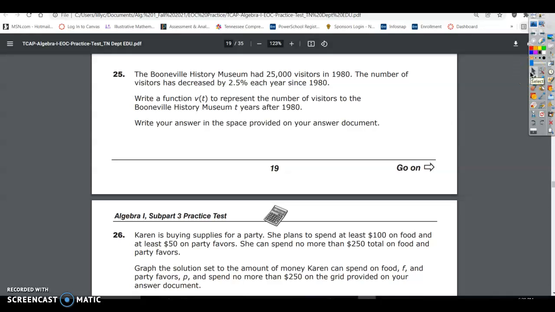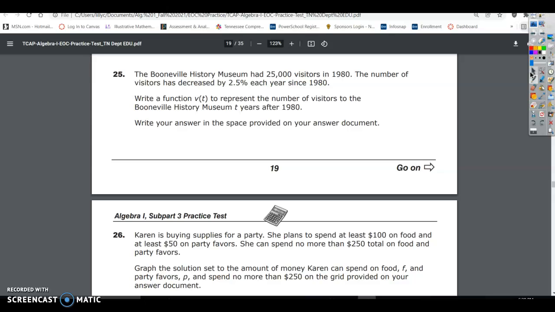Algebra 1 EOC practice test number 25. The Boonville History Museum had 25,000 visitors in 1980. The number of visitors has decreased by 2.5% each year. Write a function to represent the number of visitors to the Boonville History Museum t years after 1980. Write your answer in the space provided.